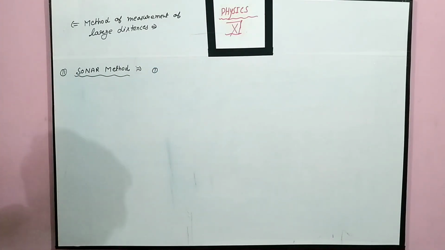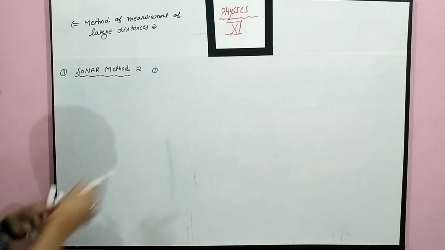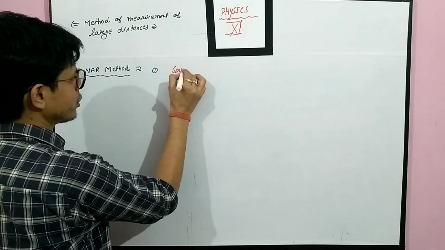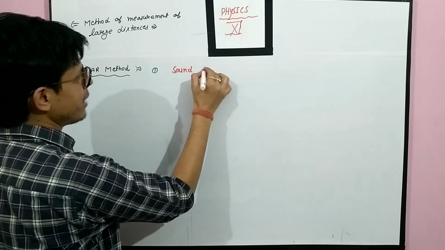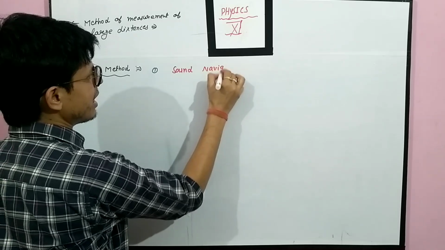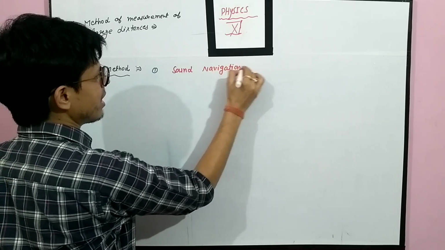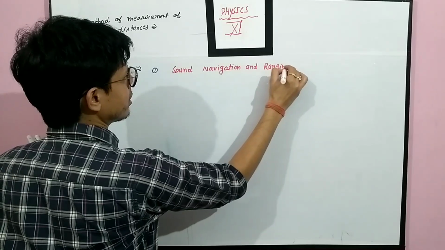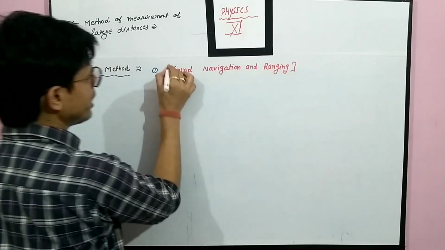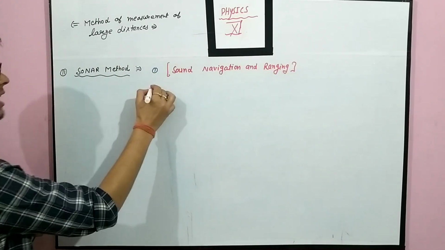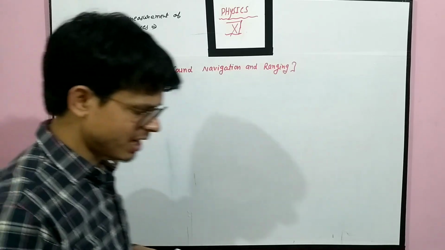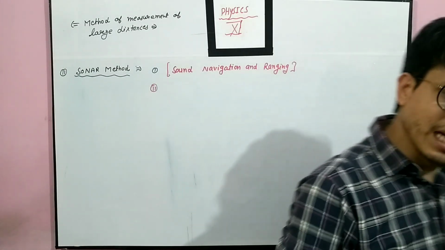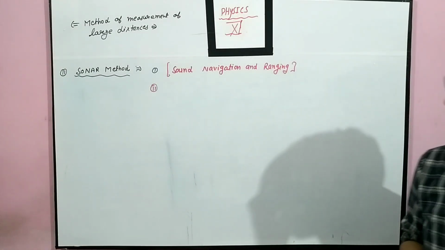What is the meaning of sonar? Sonar का meaning होता है sound, navigation and ranging. What is the full form? Sound, navigation and ranging. Sonar का full form क्या है? Sound, navigation and ranging. Yes.